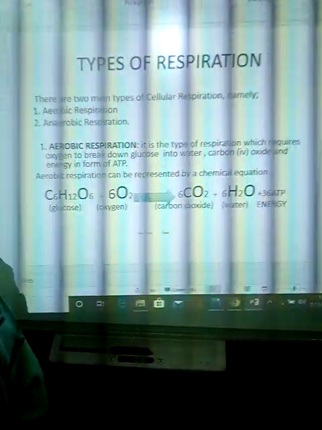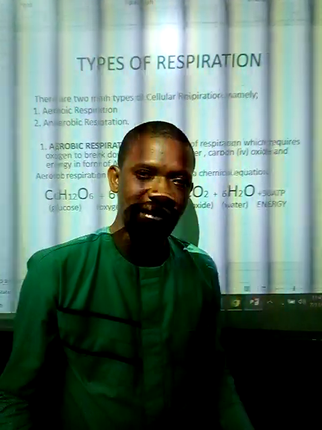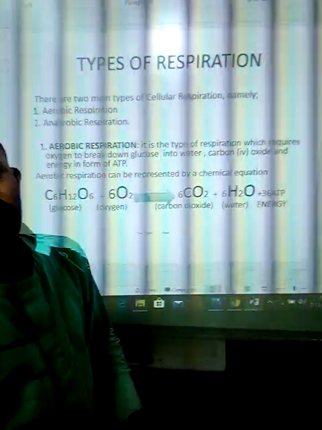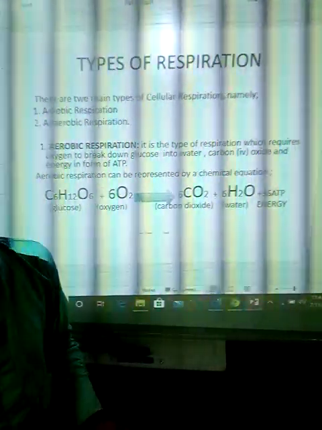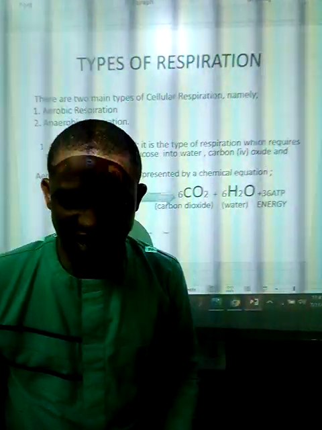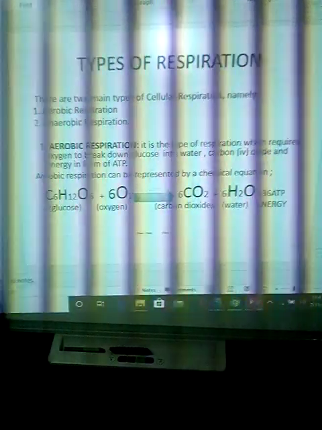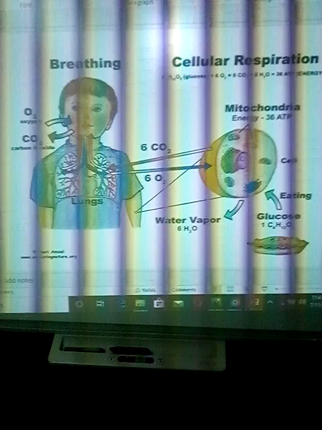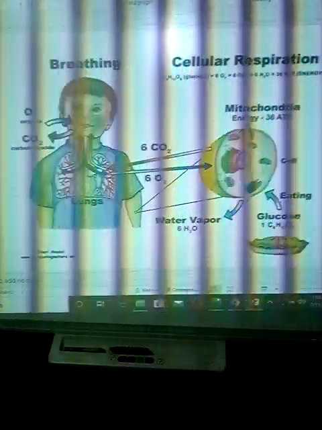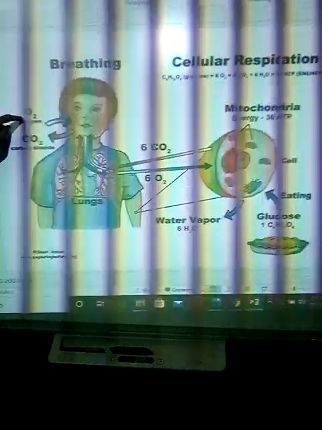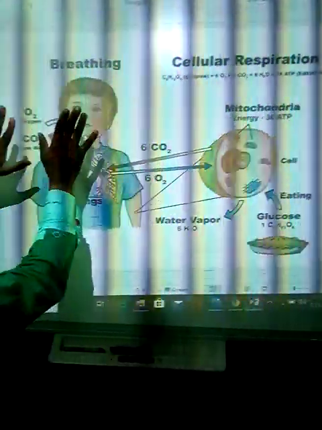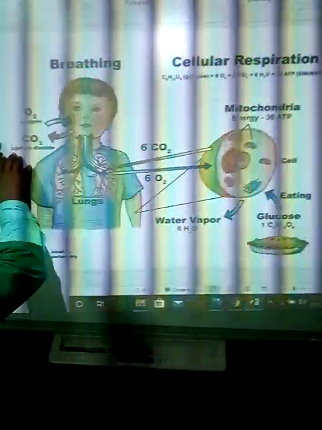what? Energy. You see, some schools of thought accept 36 and another accepts 38. So at the end of the reaction, we have 36 to 38 ATPs being generated. Okay, this is a very good situation here, where the person breathes in oxygen and breathes out carbon dioxide. That is the gaseous state. That is breathing.